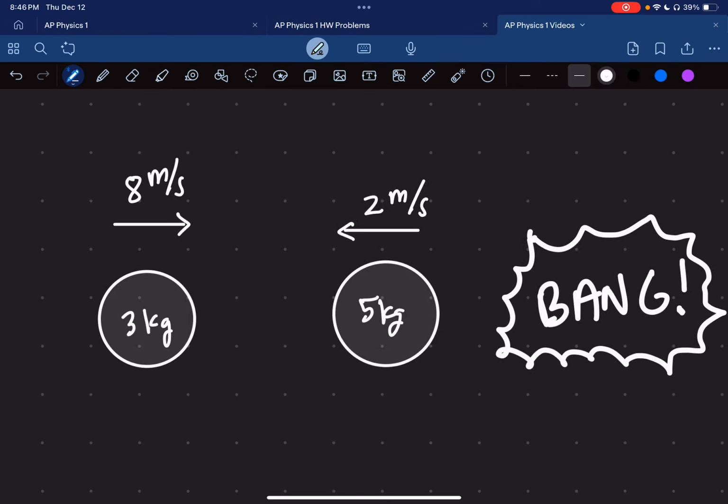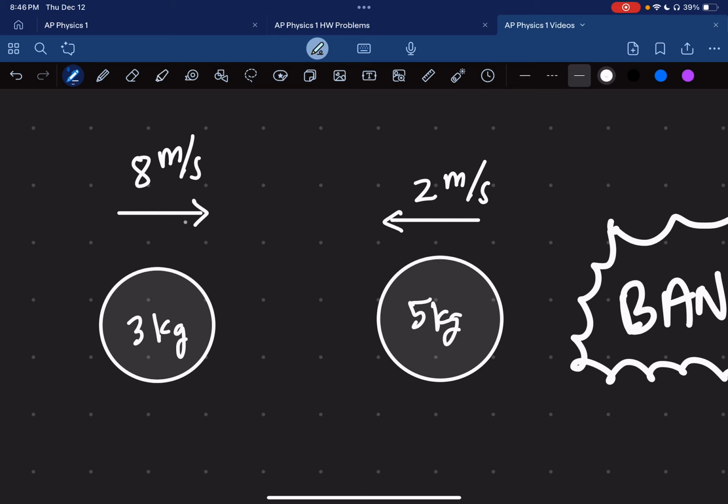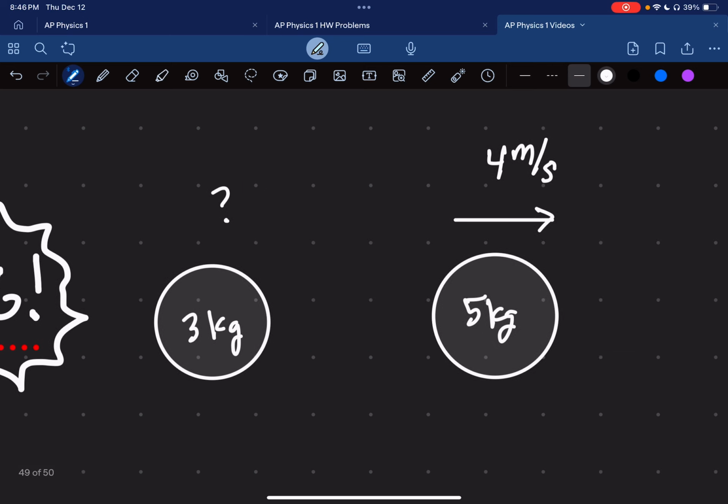On the left side, we have two objects that are about to collide. This 3 kilogram object is moving to the right at 8 meters per second, and the 5 kilogram object is moving to the left at 2 meters per second. We can calculate the momentum of these, that's just mass times velocity. But when these two objects collide, as long as there is no net external force acting on this system of objects, then the total momentum will stay conserved. It'll stay the same, not for each object, but for the total of the system.